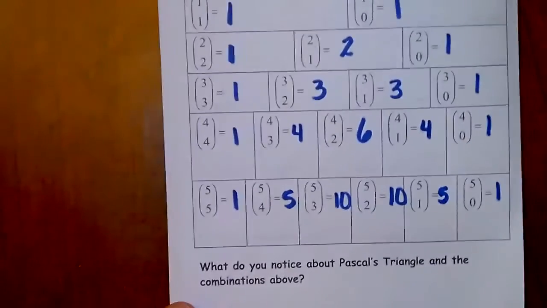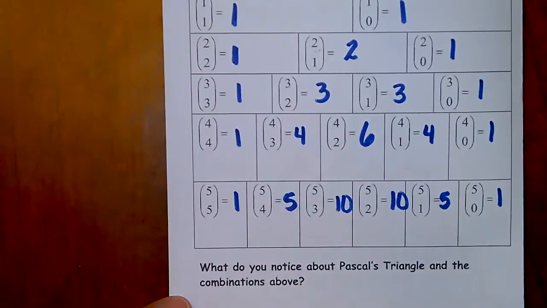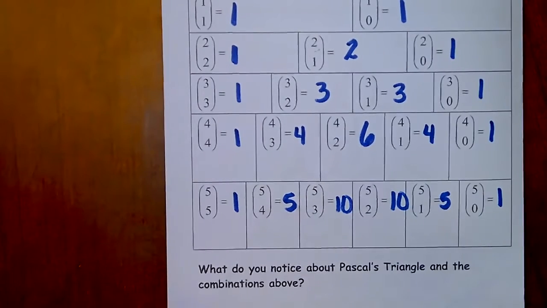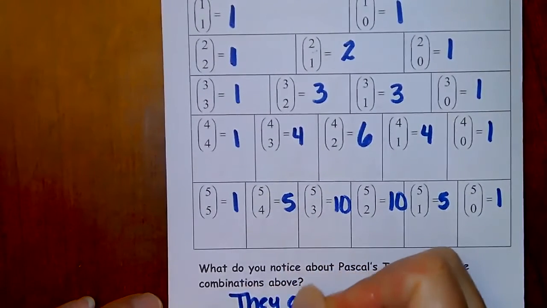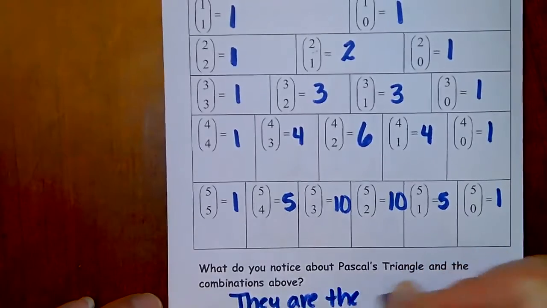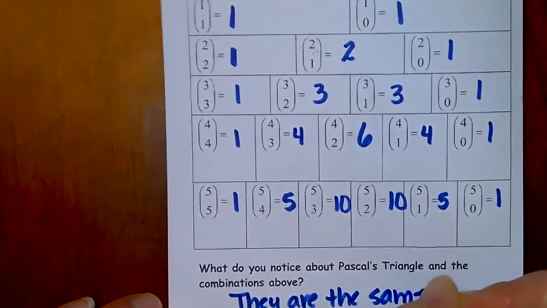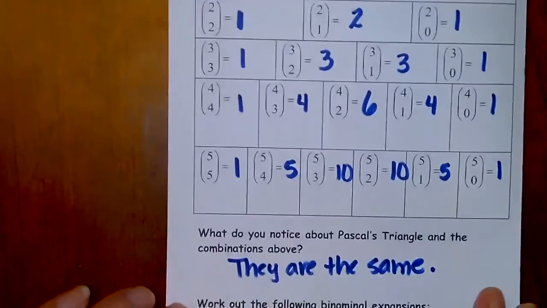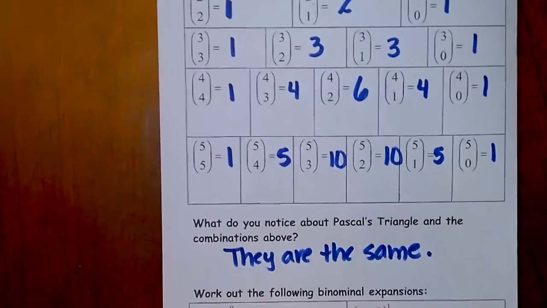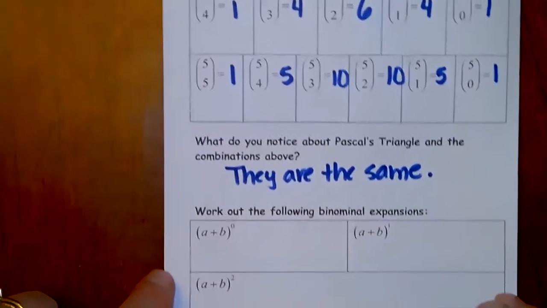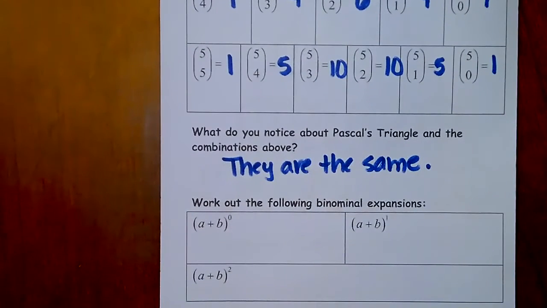Okay. So here it says, what do you notice about Pascal's triangle and the combinations above? They are the same. So basically your Pascal's triangle, each row is made up of combinations. Now, the next thing I'd like for us to do is work these out.